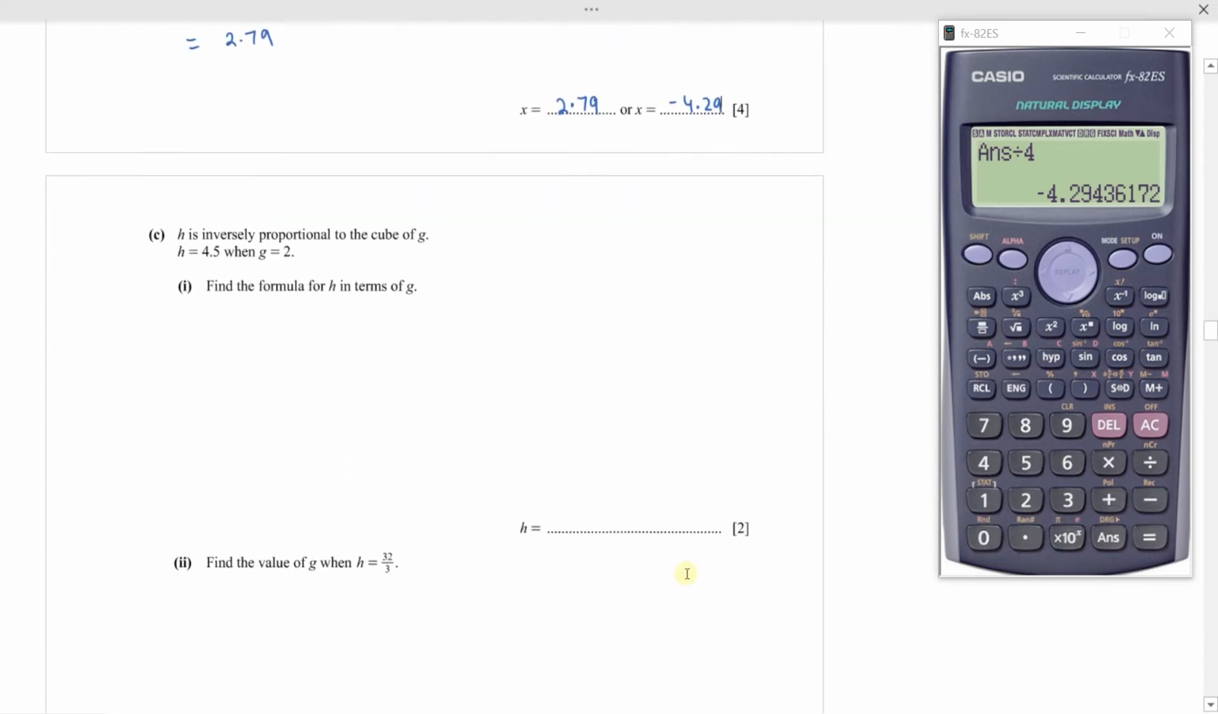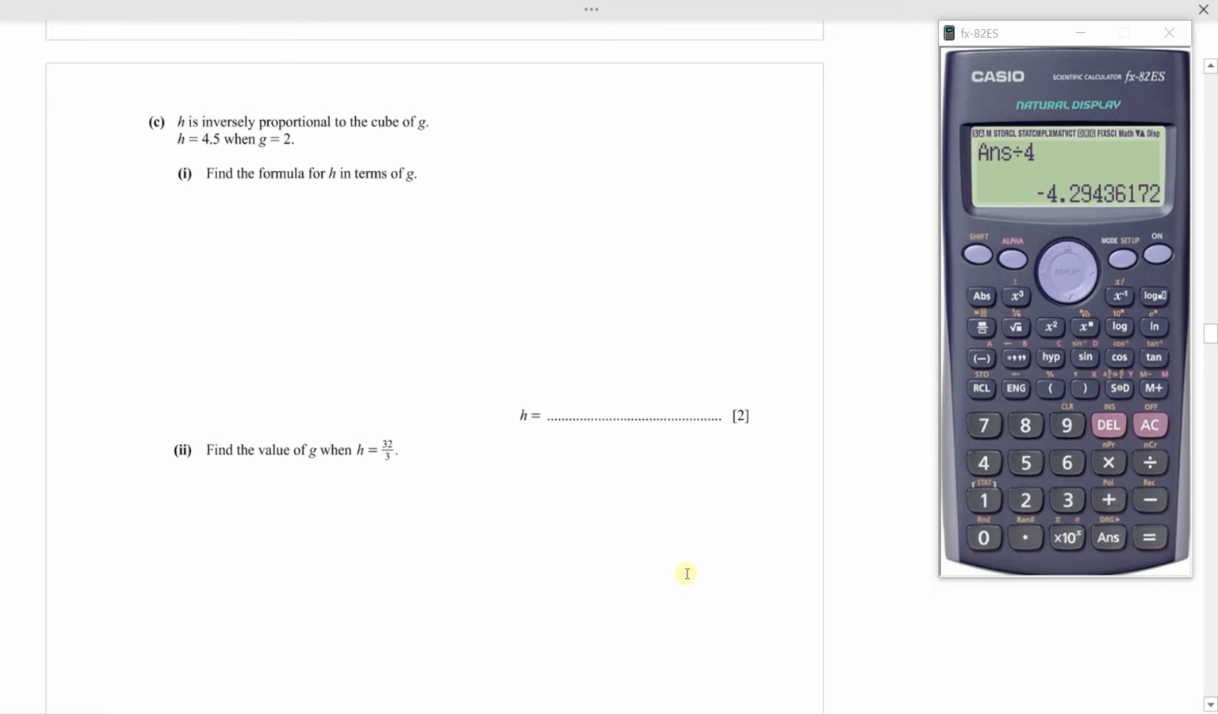Part C is h is inversely proportional to the cube of g. So that means h is directly proportional to 1 over g cube. If it was directly proportional, I would have written directly proportional to g cube. Since this is inversely proportional, it becomes directly proportional to 1 over g cube. So that means h equals some constant k over g cube.